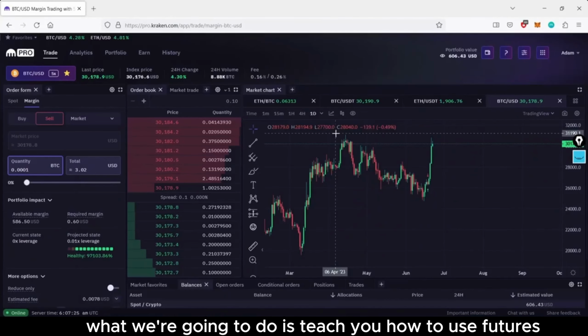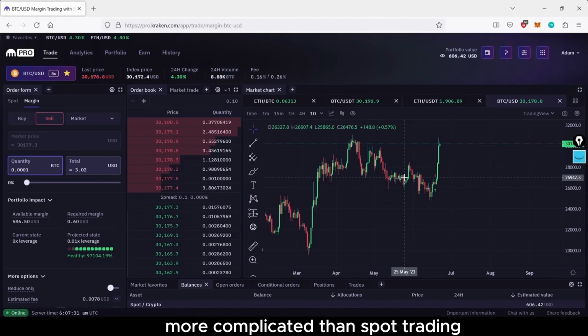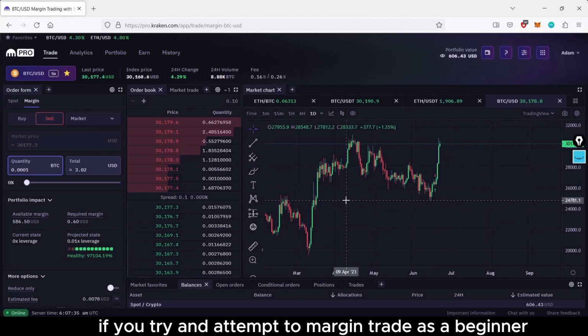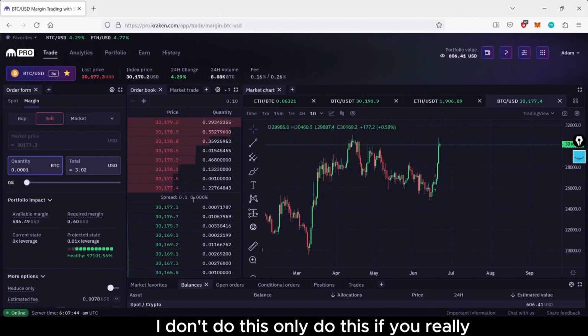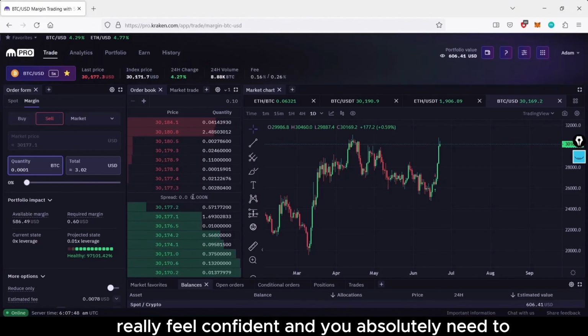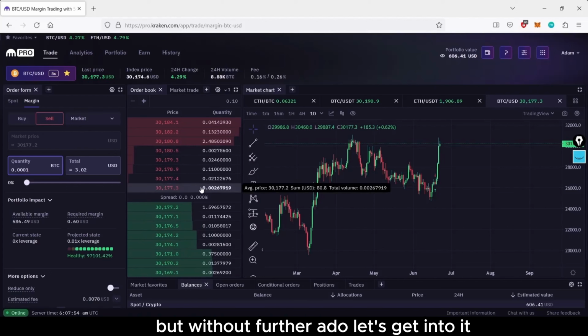In this tutorial, what we're going to do is teach you how to use futures on a centralized exchange. This is significantly more complicated than spot trading and is not for beginners. If you attempt to margin trade as a beginner, the probability of you losing all of your money is extremely high. So don't do this. Only do this if you really feel confident and you absolutely need to. Otherwise, stay the fuck away from this. But without further ado, let's get into it.